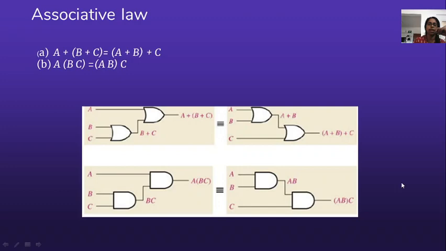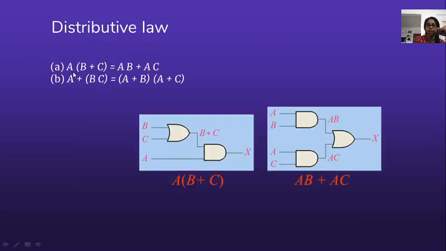What is the next law? Distributive law. Okay. That is distributive law. The first one will be equal to: A and (B or C) is equal to (A and B) or (A and C). So the second one will be A or (B and C) equal to (A or B) and (A or C).